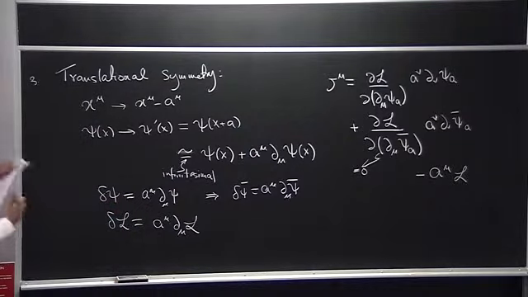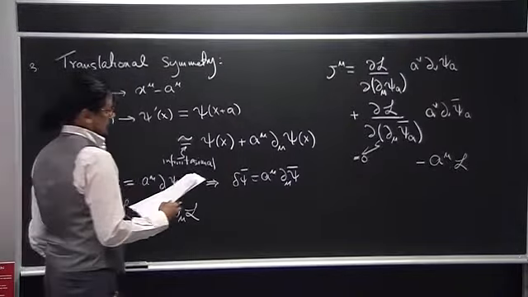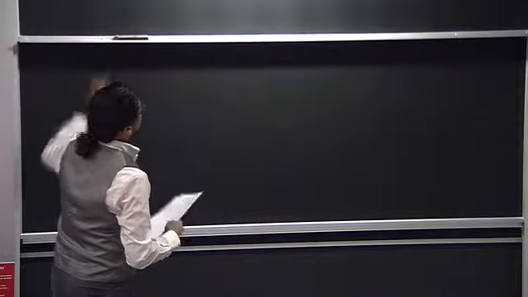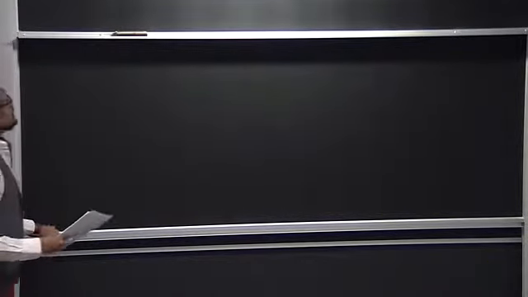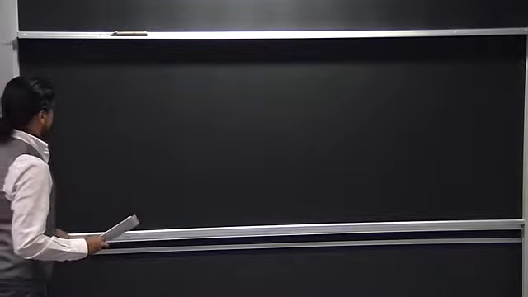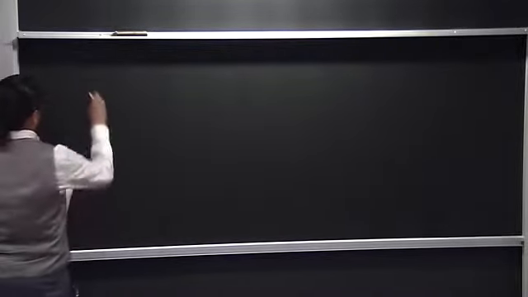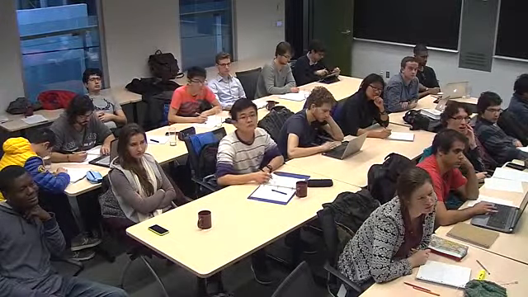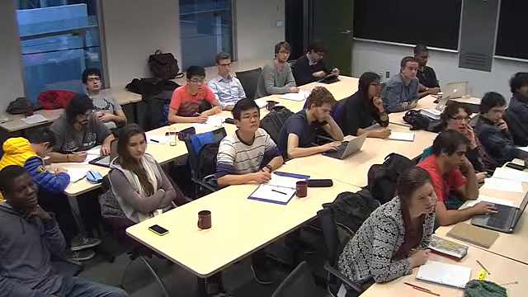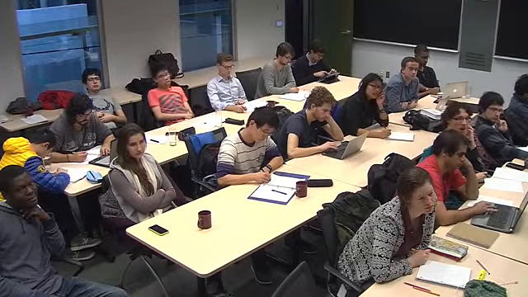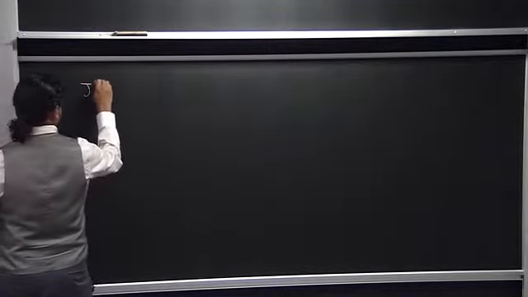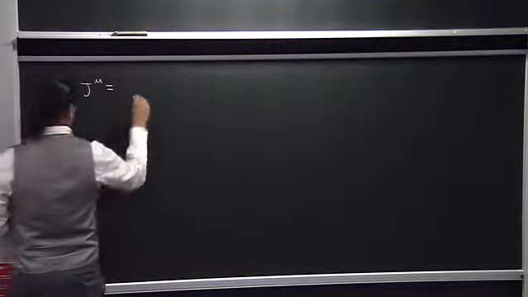Now, if you now put in what the values of delta L by delta partial_mu psi and psi bar are, then we get J^mu, which has this form.